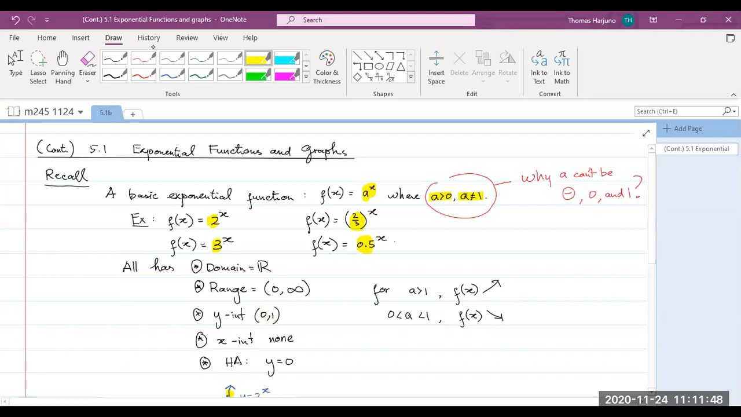Yeah, you can imagine if you plug in f(0), that's a to the 0, which equals 1, right? Okay, x-intercept, there's no x-intercept. The horizontal asymptote is the x-axis, y equals 0. And when the base is greater than 1, the function will be increasing. If it is between 0 and 1, it will be decreasing.